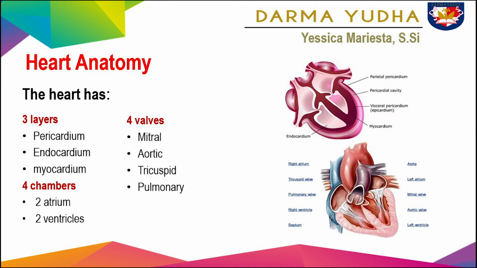The heart has 3 layers, 4 chambers, and 4 valves. The 3 layers include the pericardium, endocardium, and myocardium. The 4 chambers include 2 atria and 2 ventricles, and the 4 valves are mitral, aortic, tricuspid, and pulmonary.